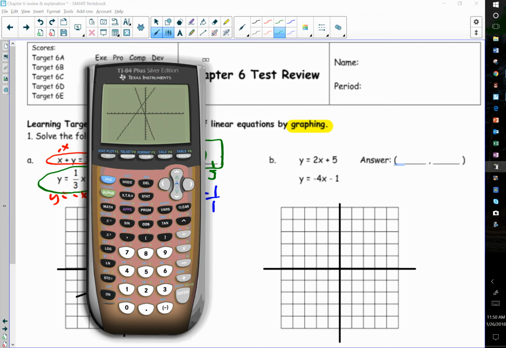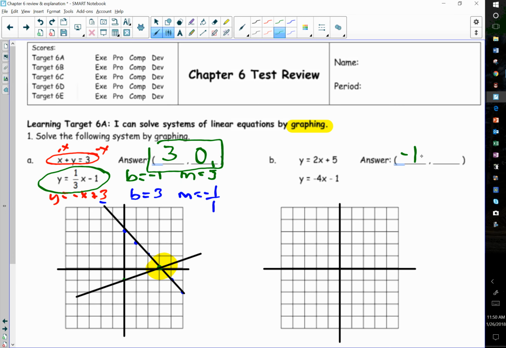Once the equations are graphed, if you can see where they cross on the screen of the calculator, then the calculator can find the point of intersection for you by simply pressing second, trace. Option 5 is intersect, so second trace 5, and then enter, enter, enter. As you can see at the bottom of the screen, it says negative 1 and 3. Negative 1 and 3 is your solution.